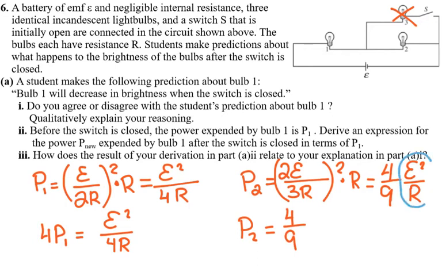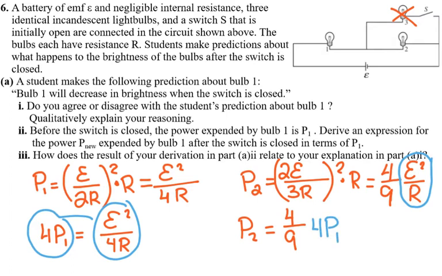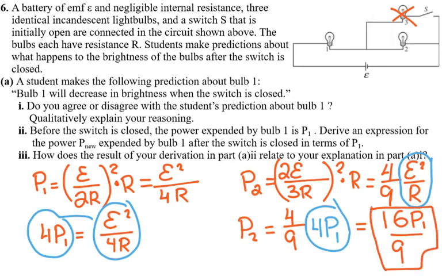But I see that this part is equal to 4P1. So I'm going to write 4P1 instead of that. And my final answer is 16P1 over 9. So that is the brightness of P2 in terms of P1 before the second bulb was connected. So the second one is when the bulb is connected, and the first one is when the bulb was not connected.